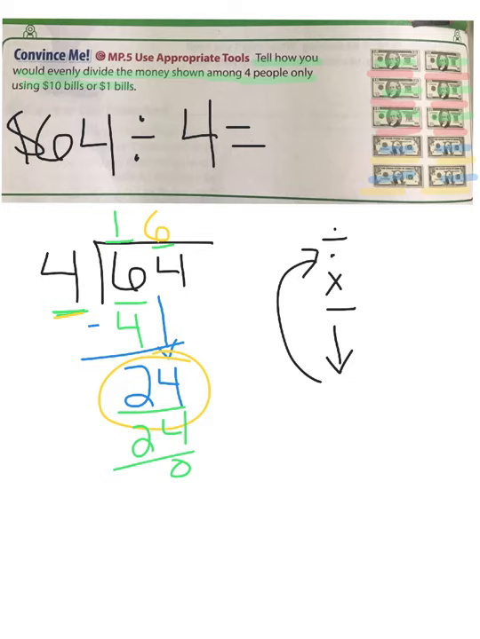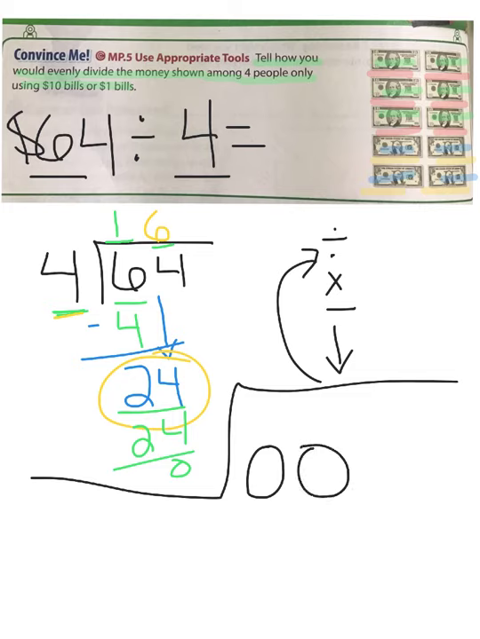Now let's show how to do the same problem using a little picture. So if I'm going to divide 64 into 4 equal groups, I'm going to draw 4 equal groups.